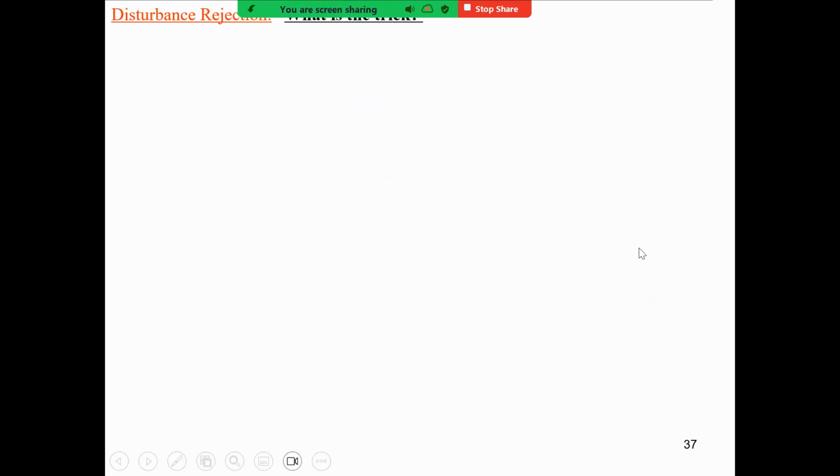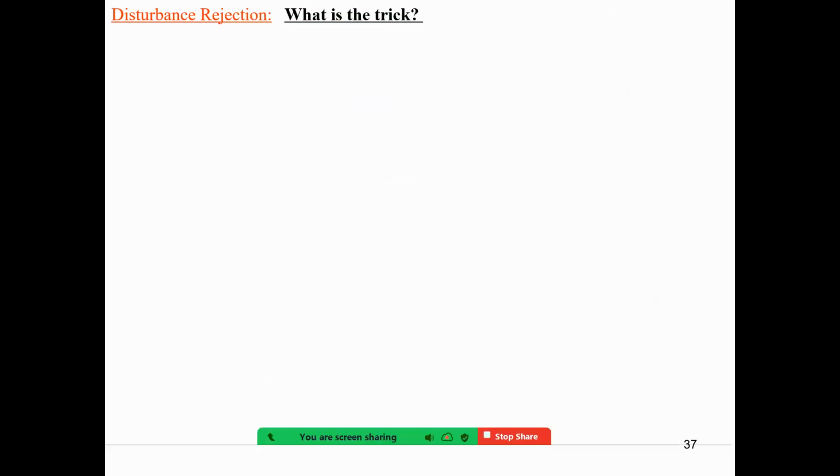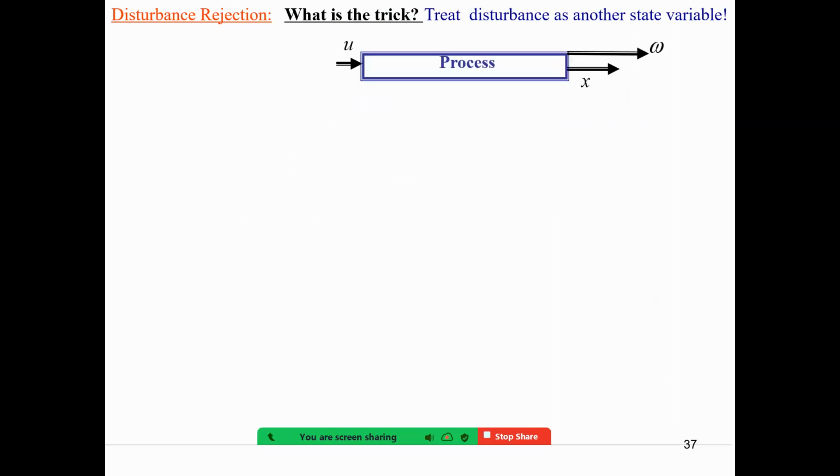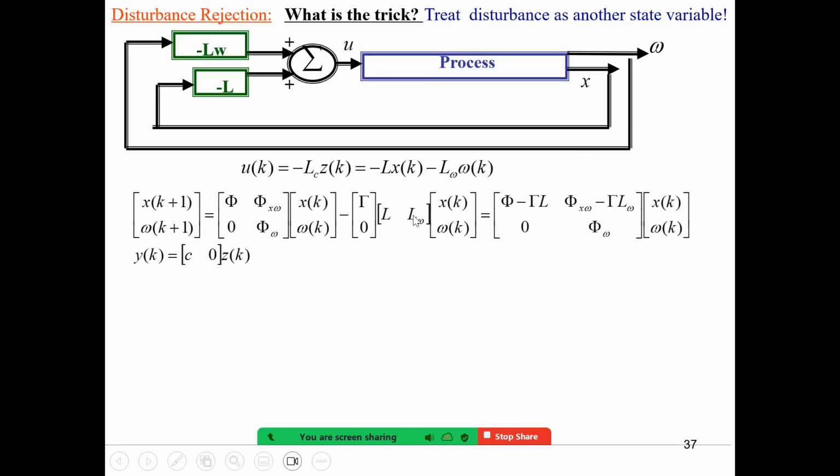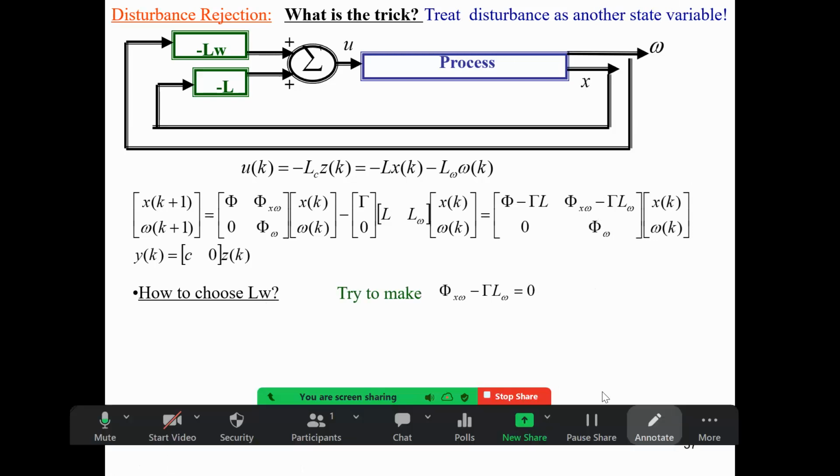Okay, then to deal with the disturbance, for the state space model, it's a bit involved, but we have to treat the disturbance as a state variable. And then we first have to assume that we know the state variables and also the disturbance. Then we design the gain for the disturbance, L omega. And then we will analyze the closed loop equation. Then how to choose L omega? We try to make this term zero, such that the disturbance can be completely eliminated, but in many cases, it cannot happen.